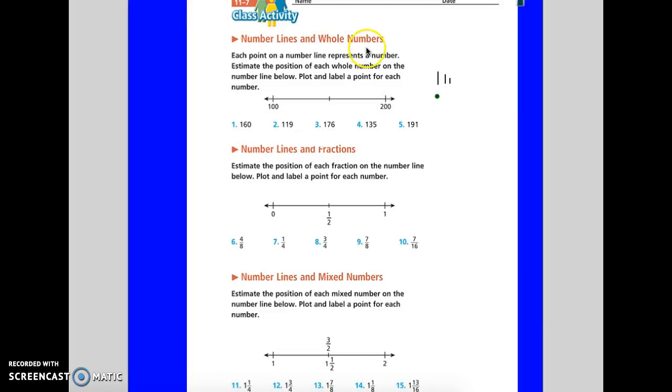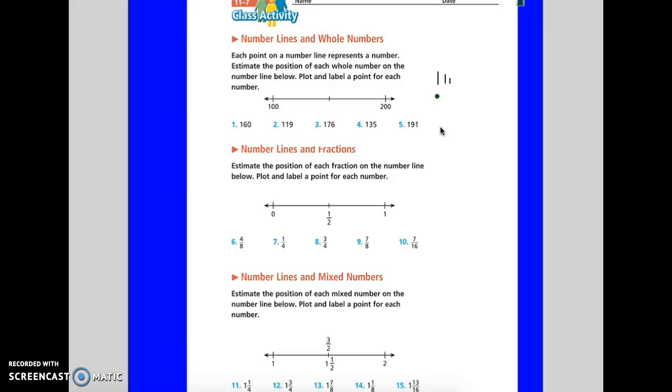All right, so first we're going to look at a couple different number lines, and we're going to talk about how to estimate where different numbers or fractions or decimals go on the number line. So let's read the direction here. It says each point on a number line represents a number. Estimate the position of each whole number on the number line below. Plot and label a point for each number.